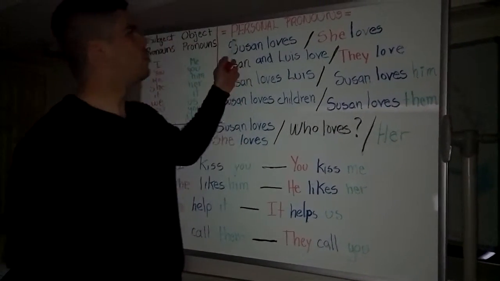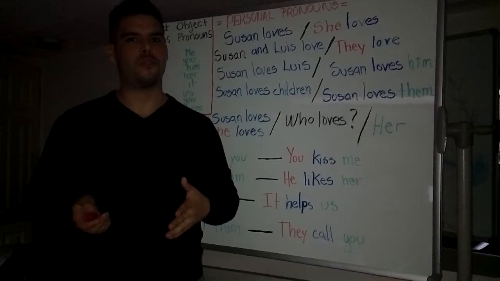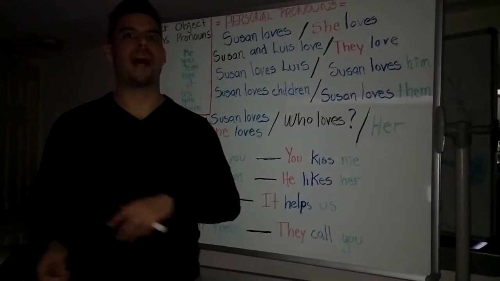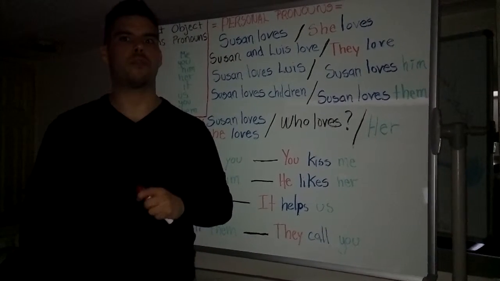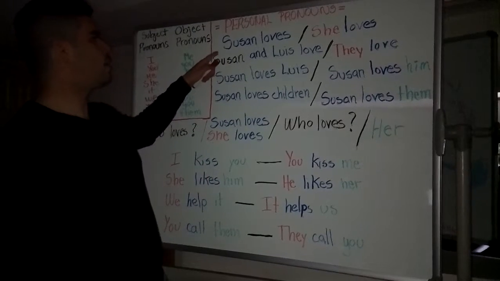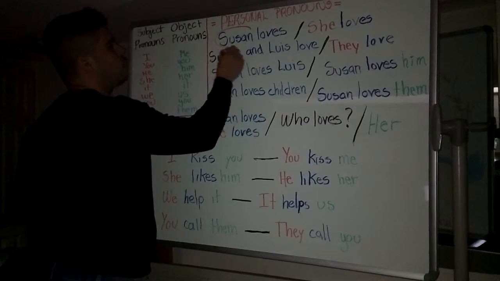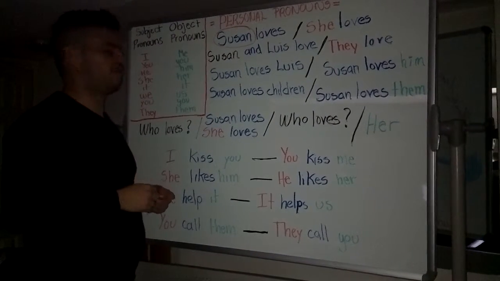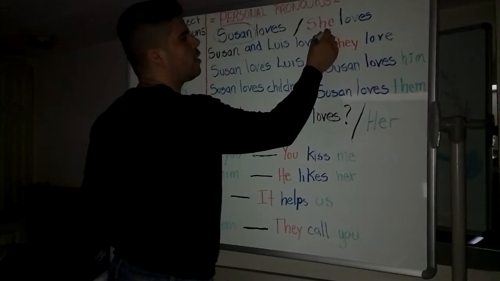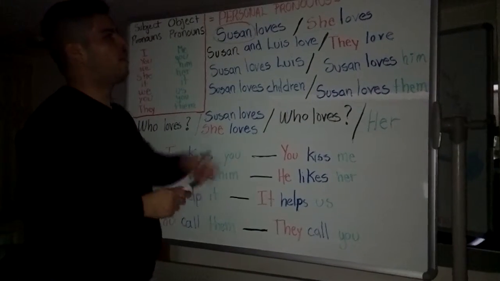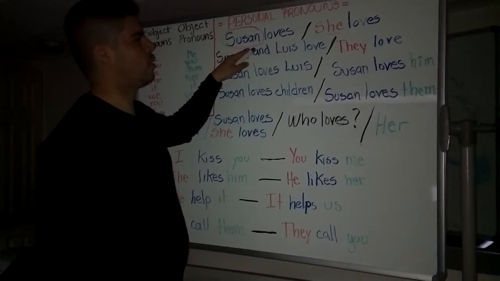Personal pronouns. Personal pronouns are used instead of nouns to mention people or things without naming them. In other words, personal pronouns are substitutes for nouns. In this example, Susan loves. We will substitute Susan by a personal pronoun. When we do that, we've got "she loves," where the personal pronoun "she" substitutes Susan.